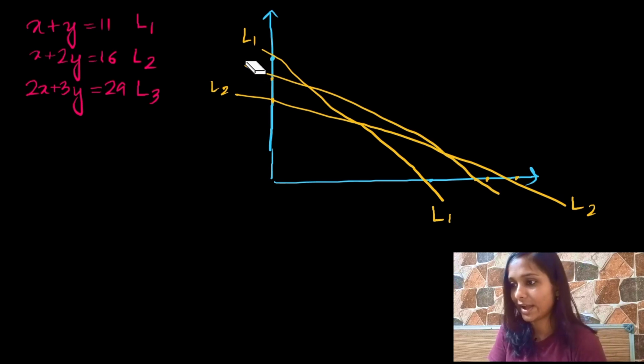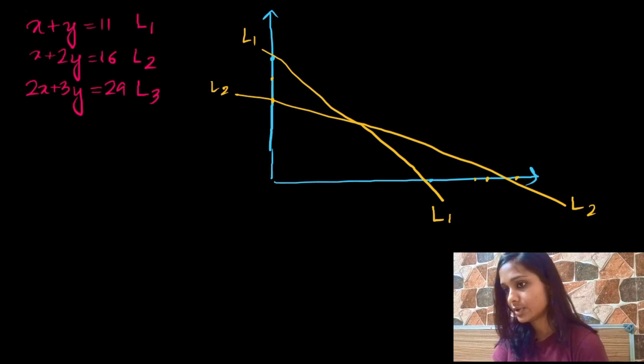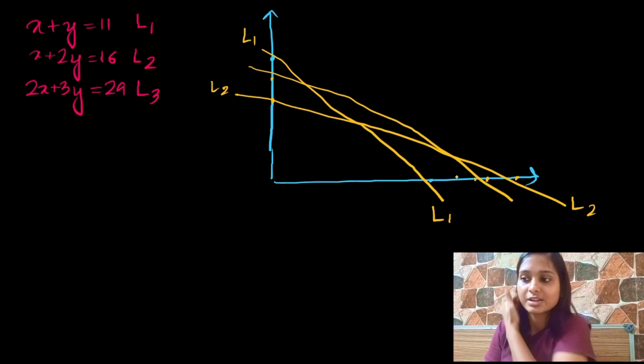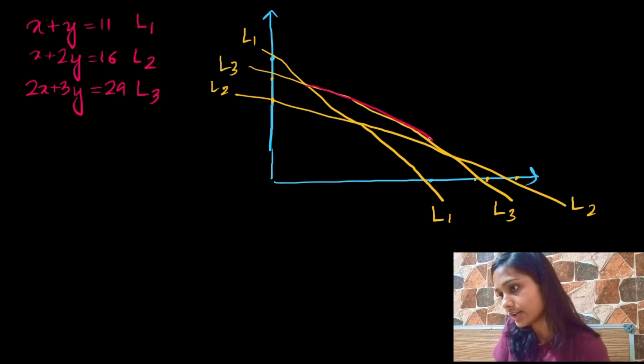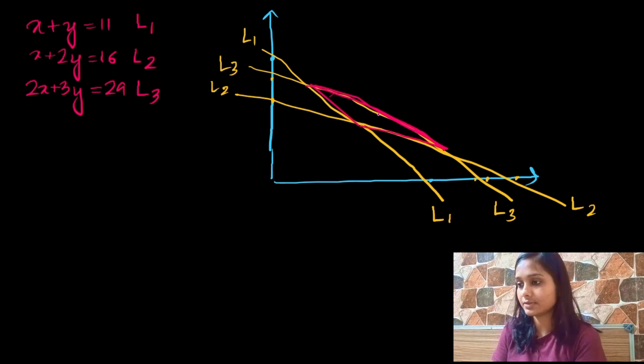Let me draw this again. So something like this. My lines are not that straight. So this one is L3. So actually the triangle which the question is referring to is this triangular shape. So this is the triangle.